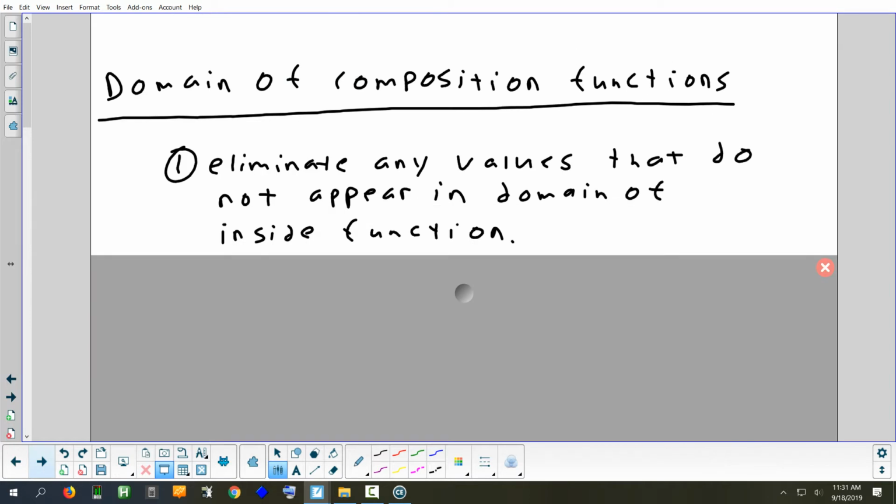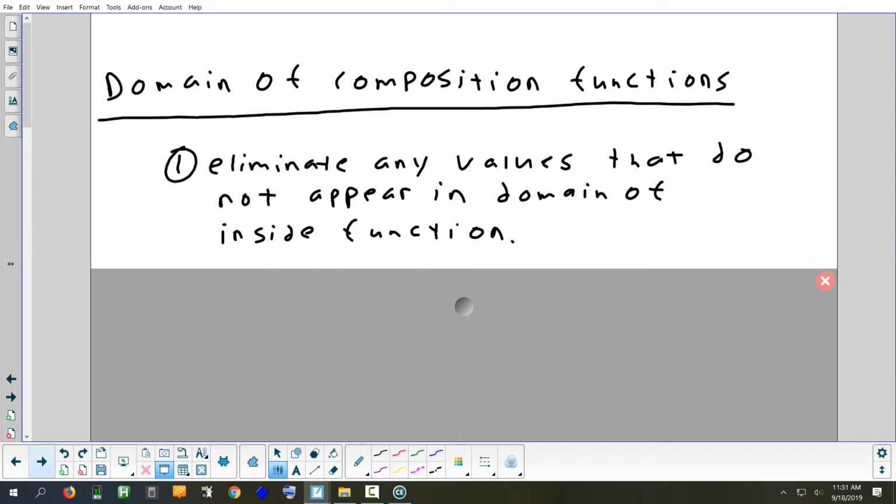First thing we have to do is look at the inside function and see if there are any values there that should not be part of the domain. If there are, figure that part out. Look for square roots of negatives. Look for dividing by 0. So look at the inside function and start with getting rid of any values that shouldn't be in the domain from that.